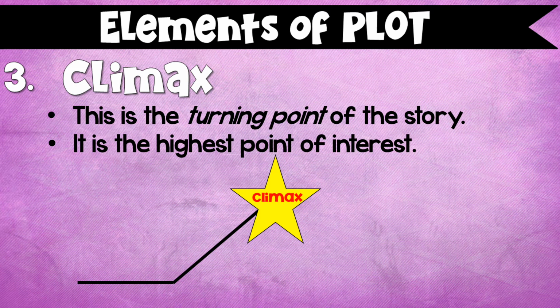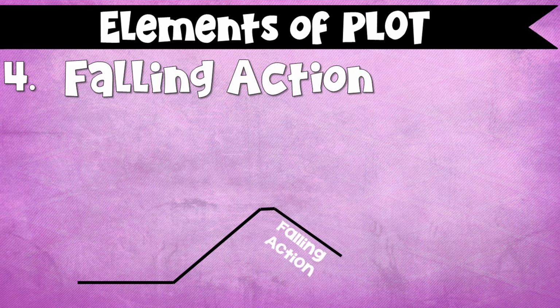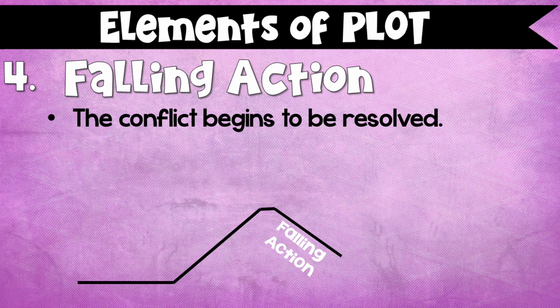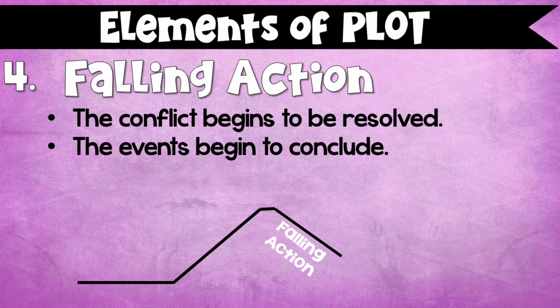and we fall into the falling action of the story. Now, falling action is where we're starting to see the actions that are wrapping up the plot. We're bringing the story to some sort of conclusion. Maybe once the turning point took place and the decision was made, the falling action is the part of the story that brings you to the end. So the conflict begins to get resolved. The events begin to conclude.